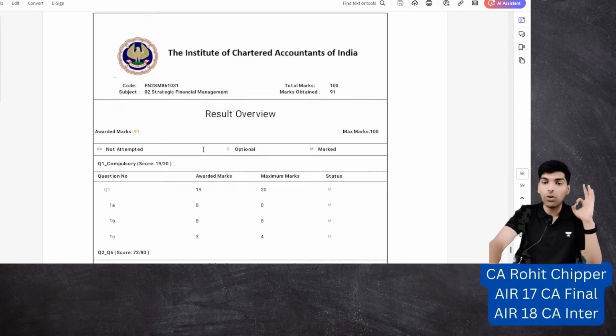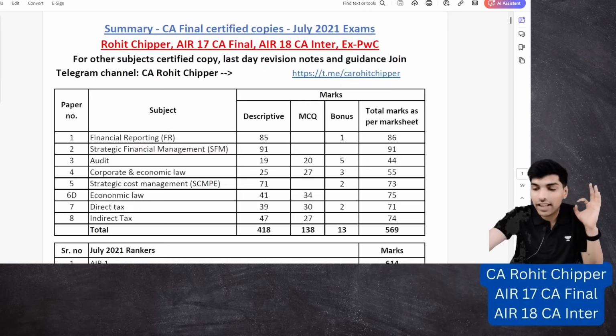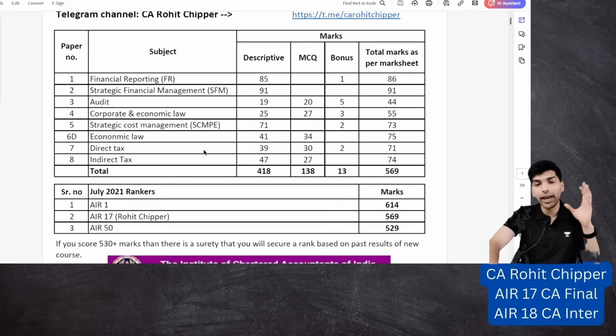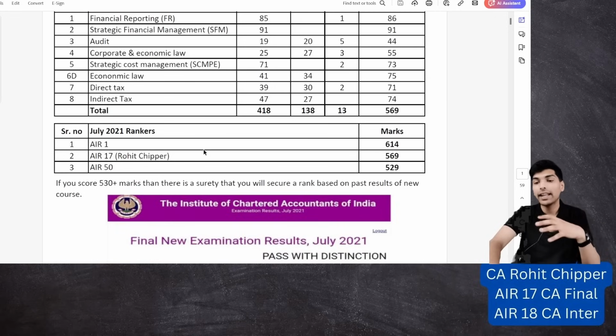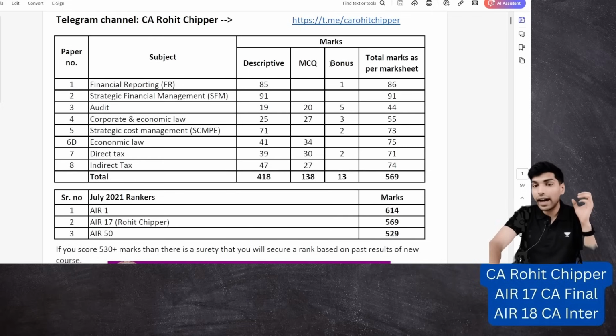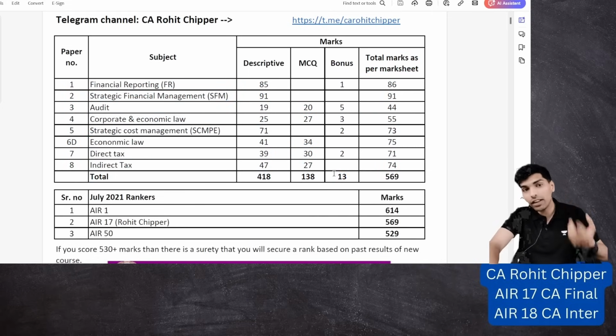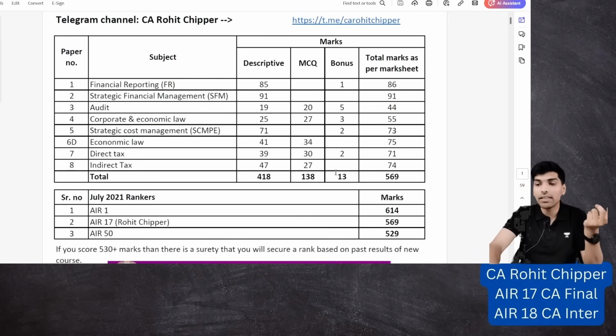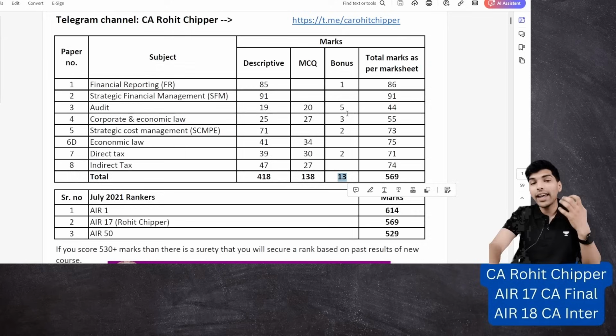Okay, so let me show you how much grace marks ICAI gives. This is my exam copy, and this is the summary of the marks that I have received. In my attempt, I received a bonus of 13 marks, and it is not that only I received it, I was a ranker. Every student who appeared in the exam received the bonus of 13 marks. So why does ICAI give the bonus?